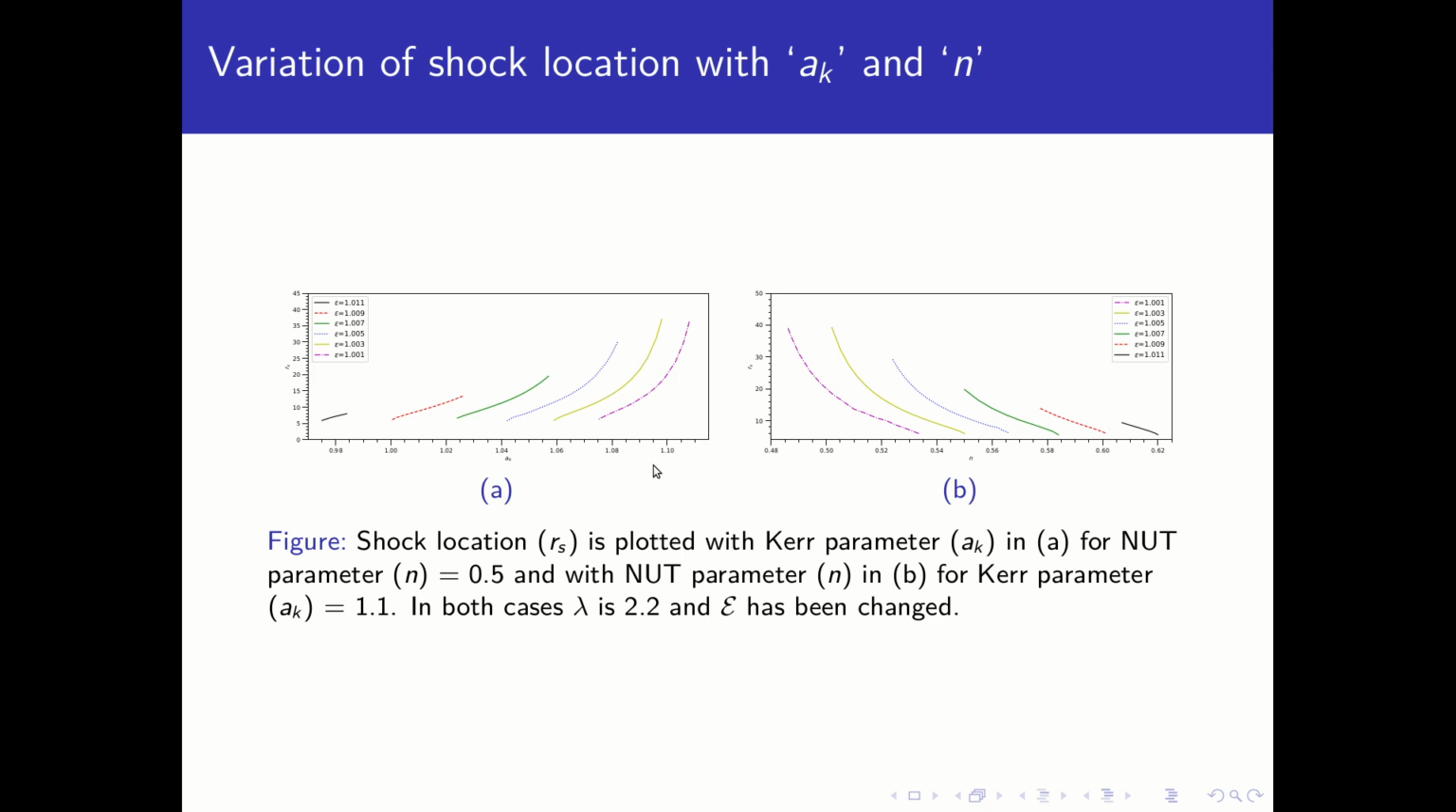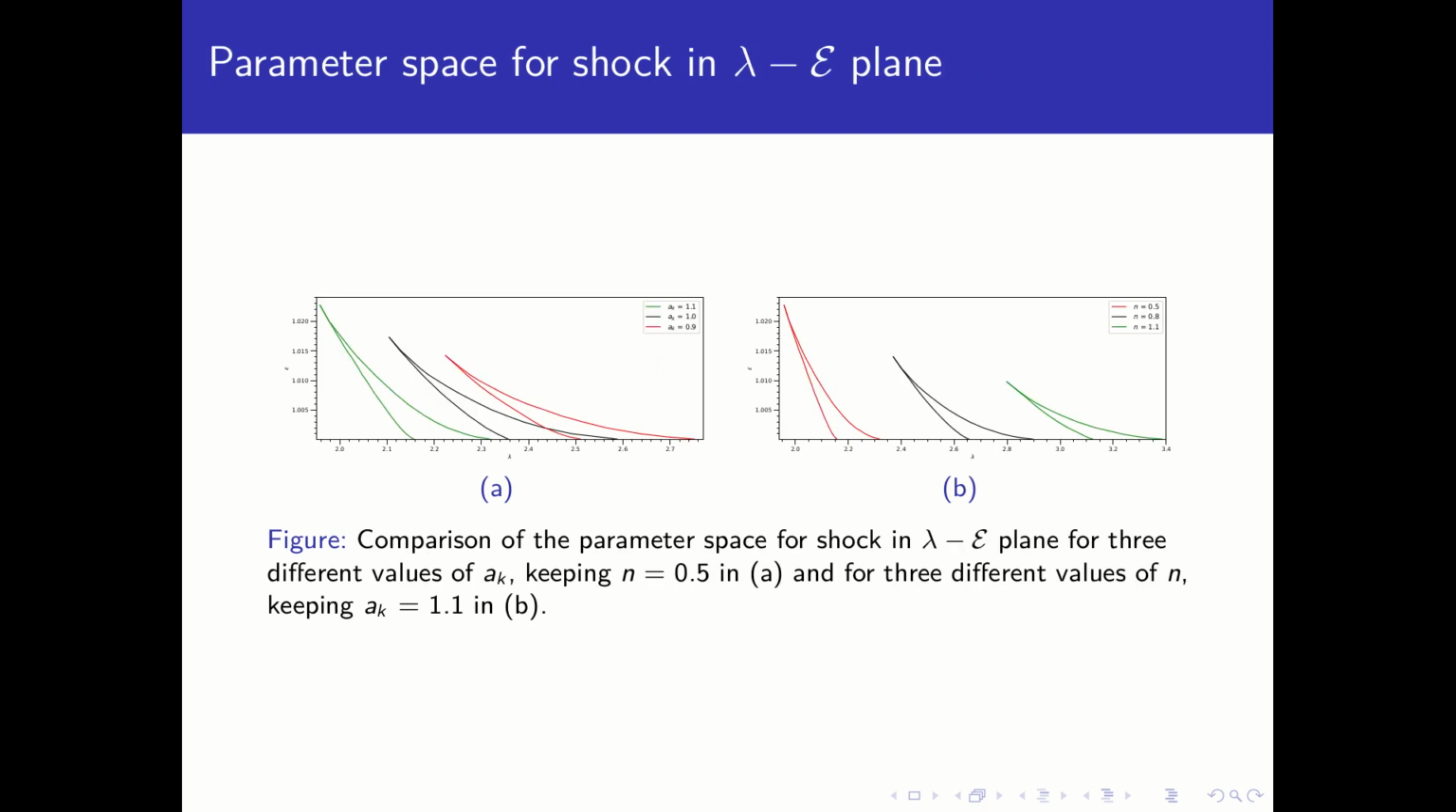In this figure we plotted the same shock location with the Kerr parameter, and here the shock location with the Nernst parameter, but here we plotted for different values of energy. Here we also see that as the Kerr parameter increases, the shock locates at a greater distance from the black hole, but as the Nernst parameter increases, the shock locates closer to the black hole. So here we also see the opposite behavior.